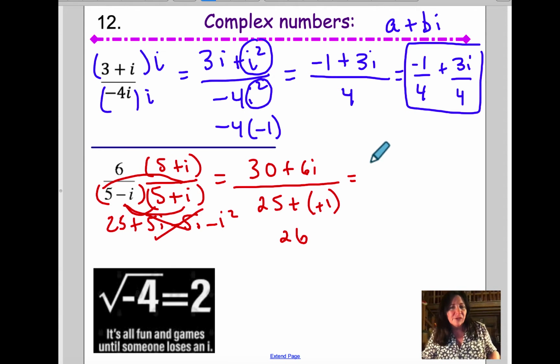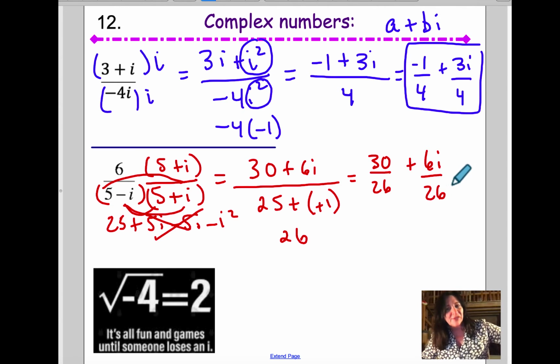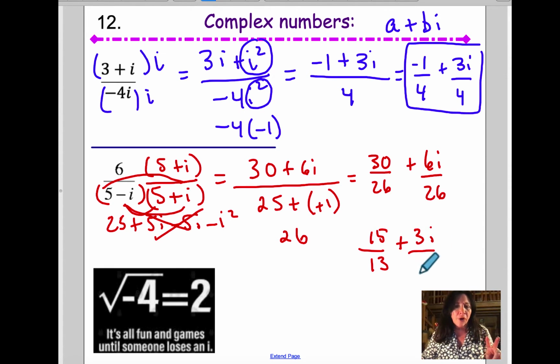So I have, splitting these up, right, to put this in a plus bi form, I'm going to have 30 over 26 plus 6i over 26. And yeah, I would just reduce as I can, right? Looks like I could divide by 2, and I get 15 over 13 plus 2 divided by 2 would be 3i also over 13. And so this would be my a plus bi.